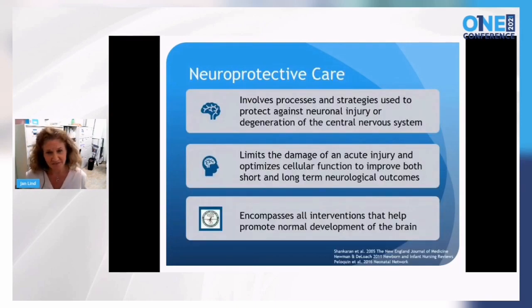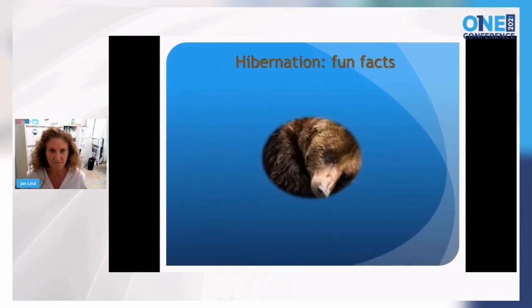So what is neuroprotective care? Neuroprotective care involves processes and strategies used to protect against neuronal injury or degeneration of the central nervous system. The goal is to limit the damage of an acute injury and optimize cellular function to improve both short and long-term neurological outcomes. And it really encompasses all interventions that help promote normal development of the brain.